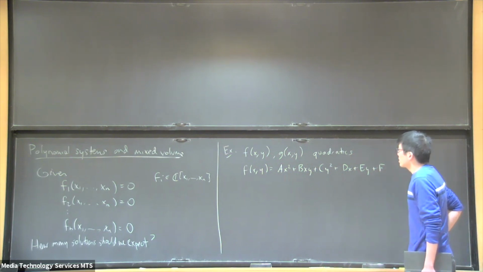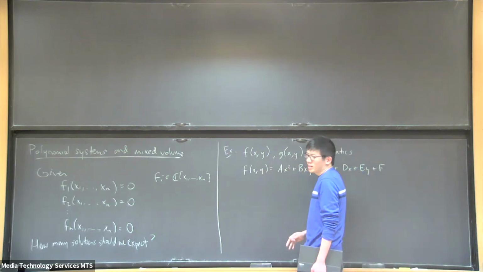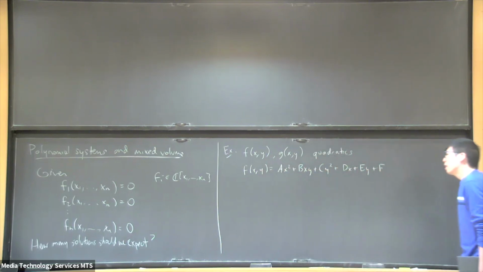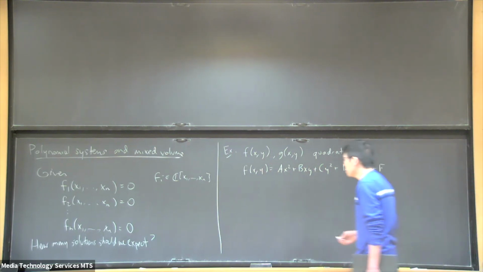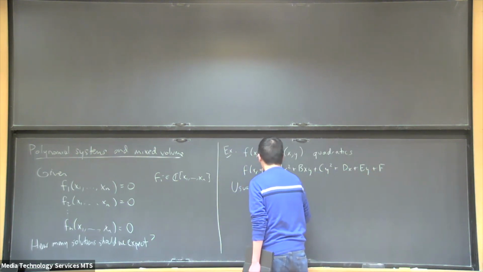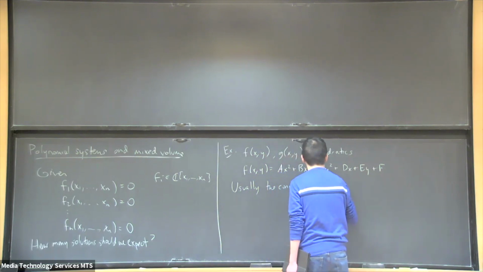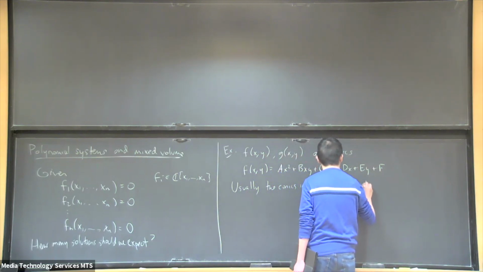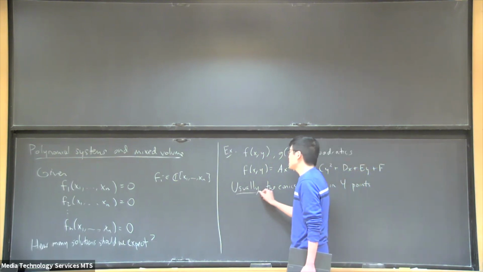Well, of course, if you just plot the solution sets for each of these 2 quadratics, each one will define a conic. And generally, if you pick 2 conics, you usually expect that they intersect in 4 points. Of course, this is not always the case.